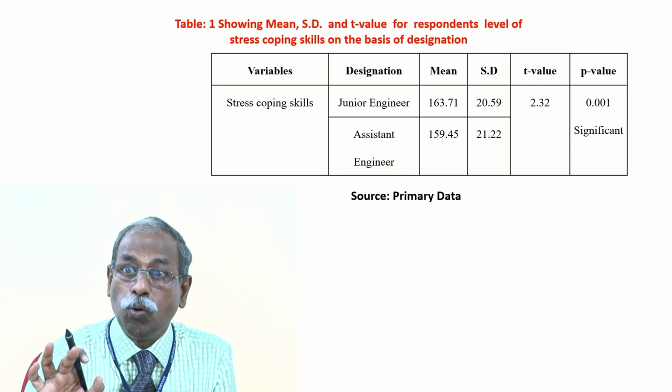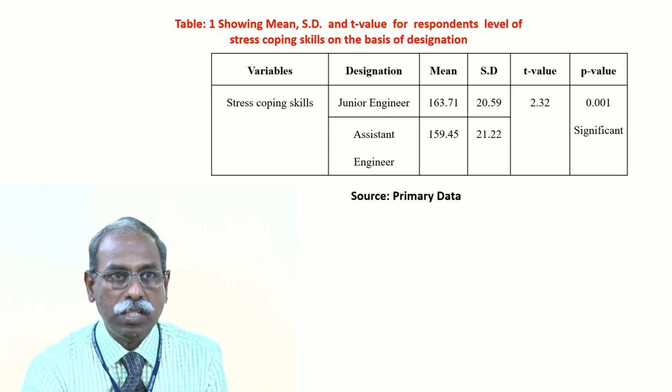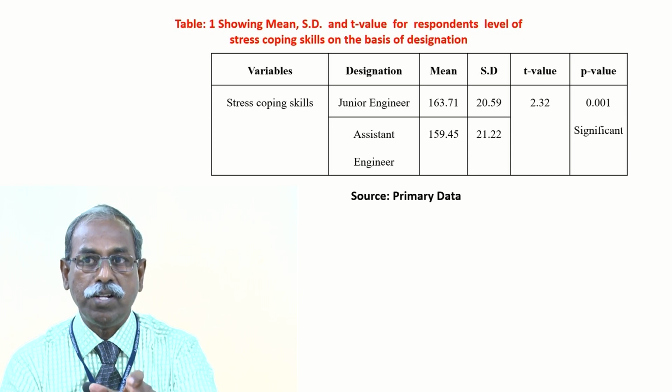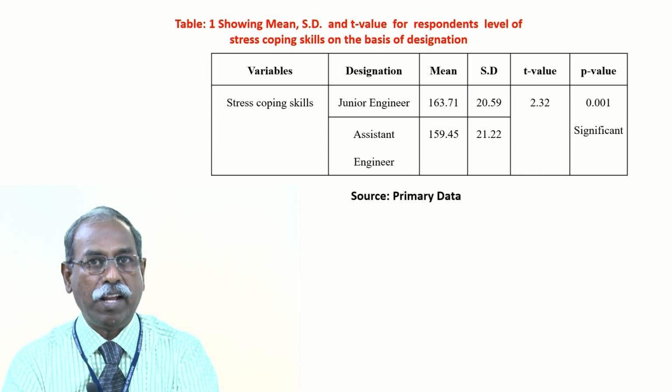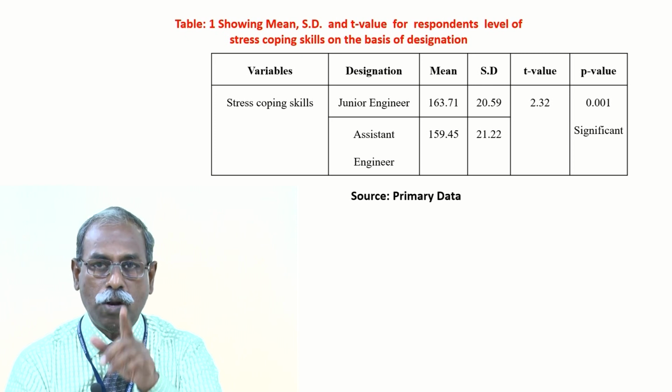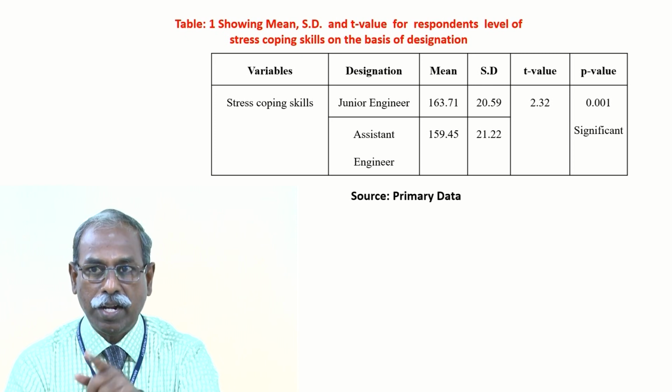Here they have considered 2 groups. Their aim is to test the significant difference between the 2 group means. That is why I already mentioned that the t test is nothing but a test of significant difference between the 2 group means. Here they have considered only 2 groups, junior engineer and assistant engineer.